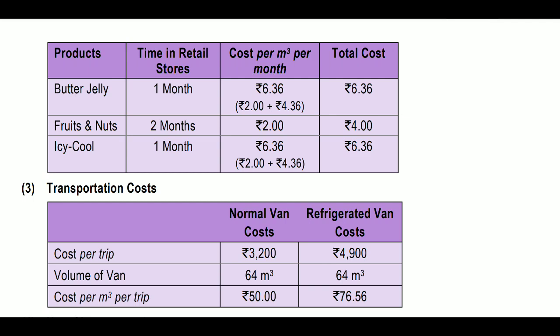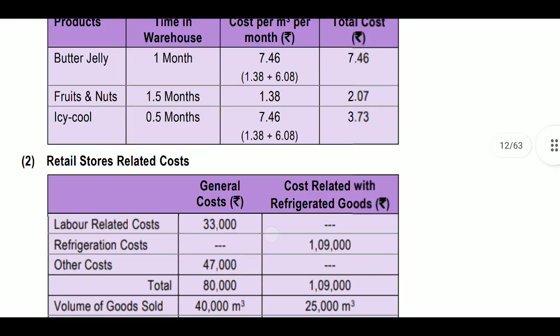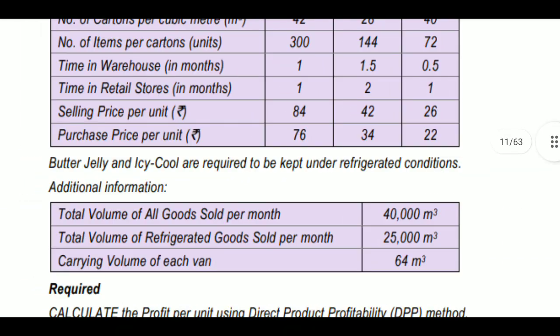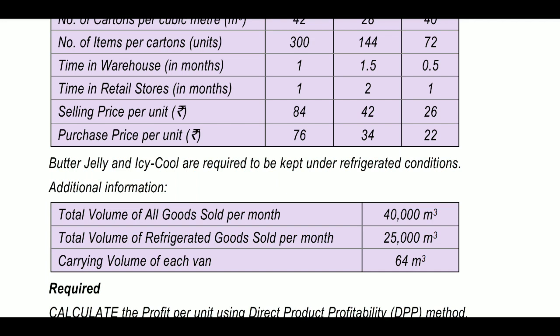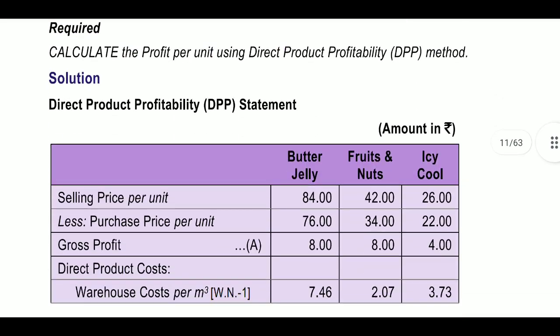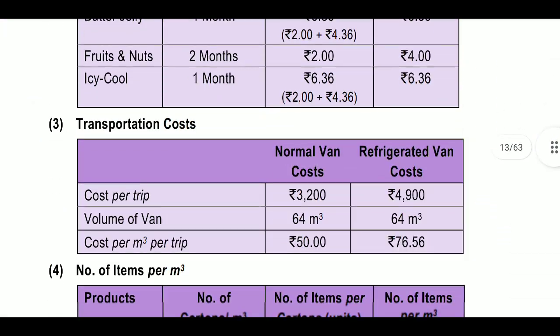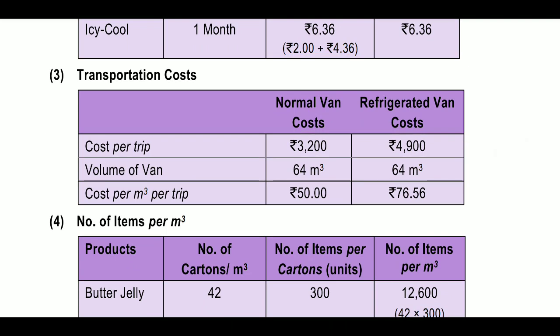Next, why are we taking refrigeration only for those? They provided in the question that butter jelly and icy cool are required to be kept under refrigeration, so for these two items we are taking the refrigeration cost also. After that, we got the warehouse cost, the retail cost, and after that the transportation cost per trip, and the volume will be divided, we will get the cost per trip.